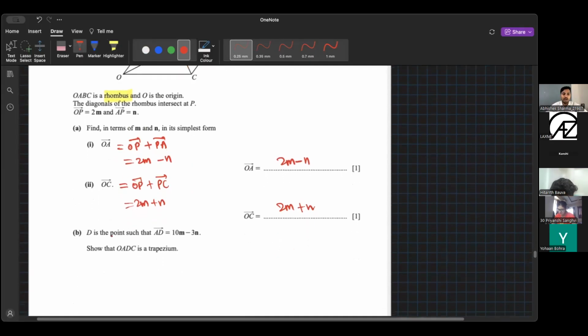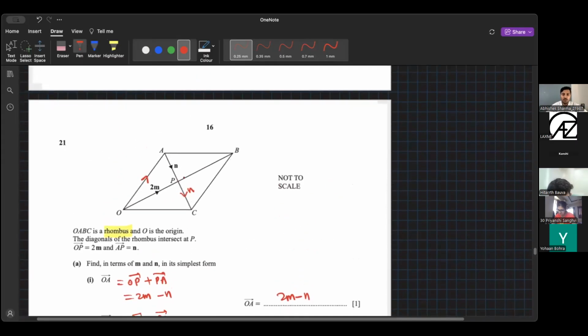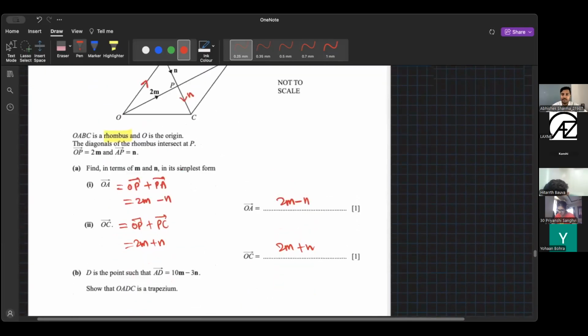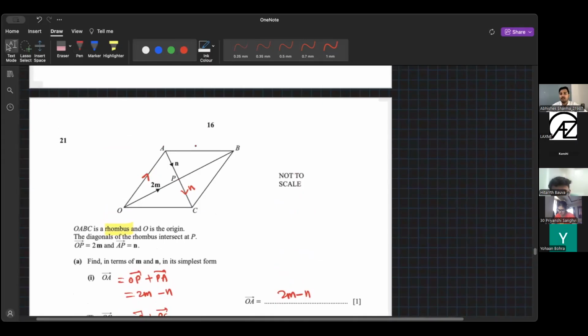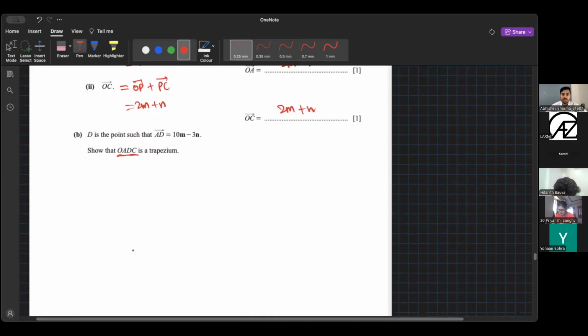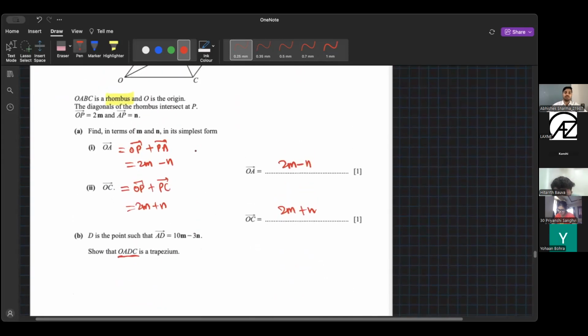Moving on to part B now. D is the point such that AD is 10m minus 3n. Now D is not located on the diagram. It must be on the external point of the diagram. It says show that OADC is a trapezium. So this is a good question. It's a 3-marker question. We have to prove OADC is a trapezium.